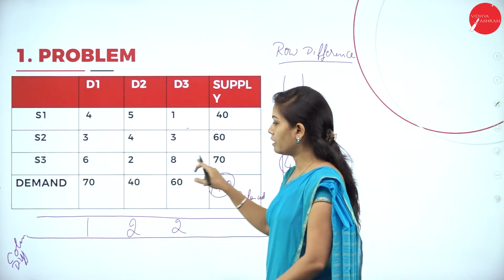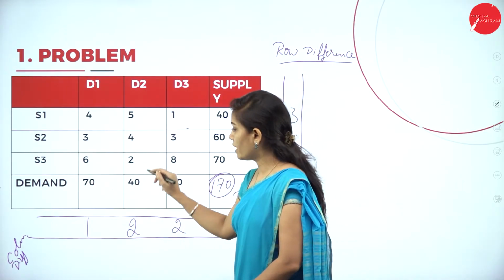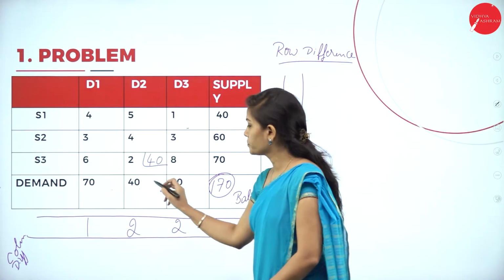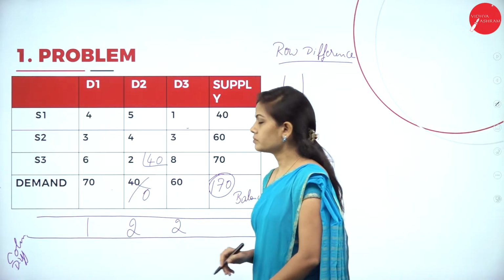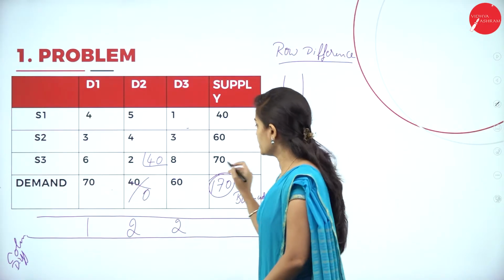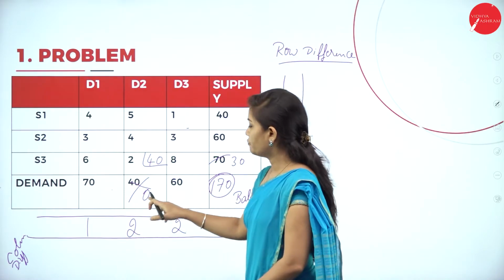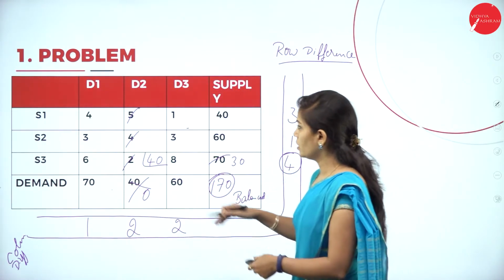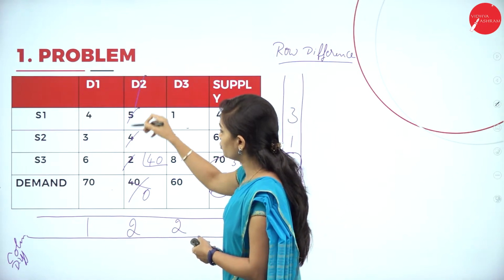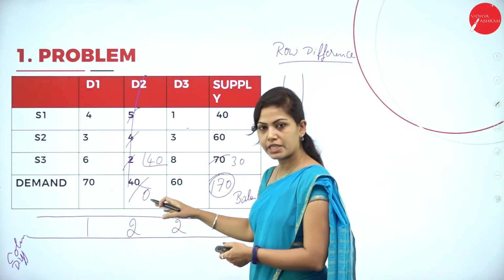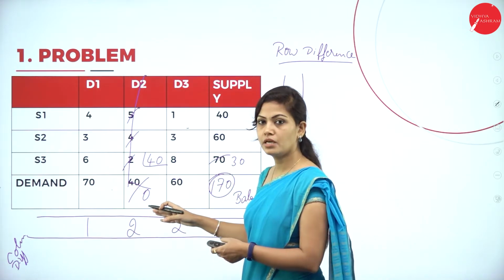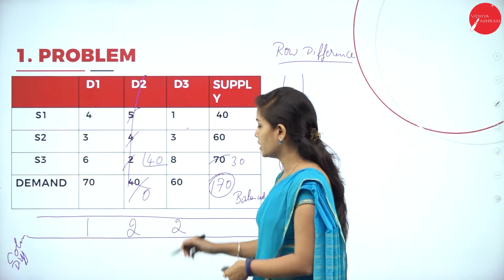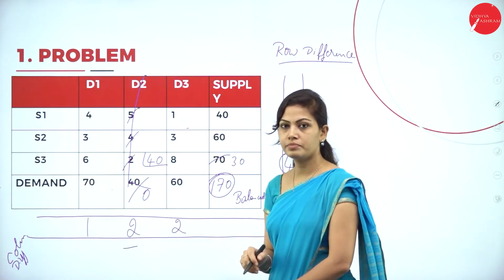You check the supply value and demand value. The demand value is lesser than the supply value. I will allocate 40 to this cell. It will become 0. 70 minus 40 is 30. If it is 0, I can cancel the entire column. So you can cancel this D2 column. Again, there is no need to consider this column for finding the column difference. You can skip this column.